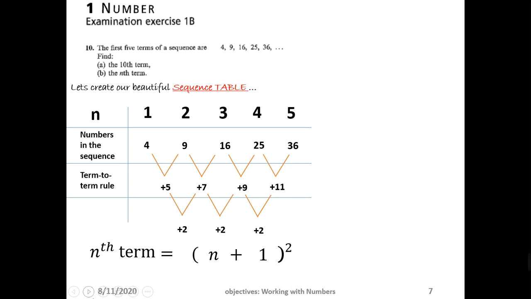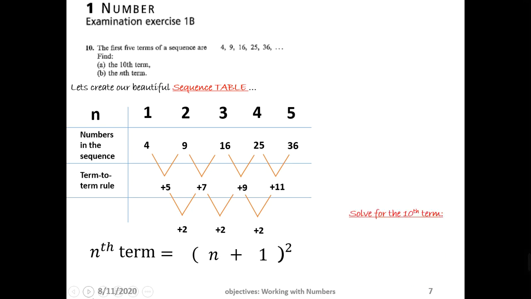So if you substitute n as 1 at first, 1 plus 1 is 2. 2 to the power of 2 is 4. So I got the first term in my sequence. If n is equal to 2, 2 plus 1 is 3. 3 to the power of 2 is 9, which gives me the second term in my sequence. If I go for n as 5, 5 plus 1 is 6. 6 to the power of 2 is 36, which makes my nth term correct.